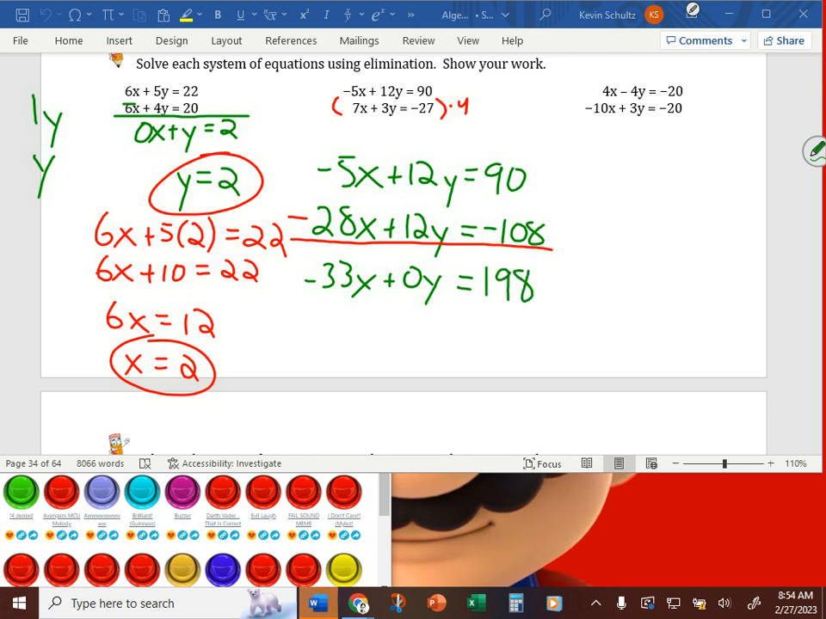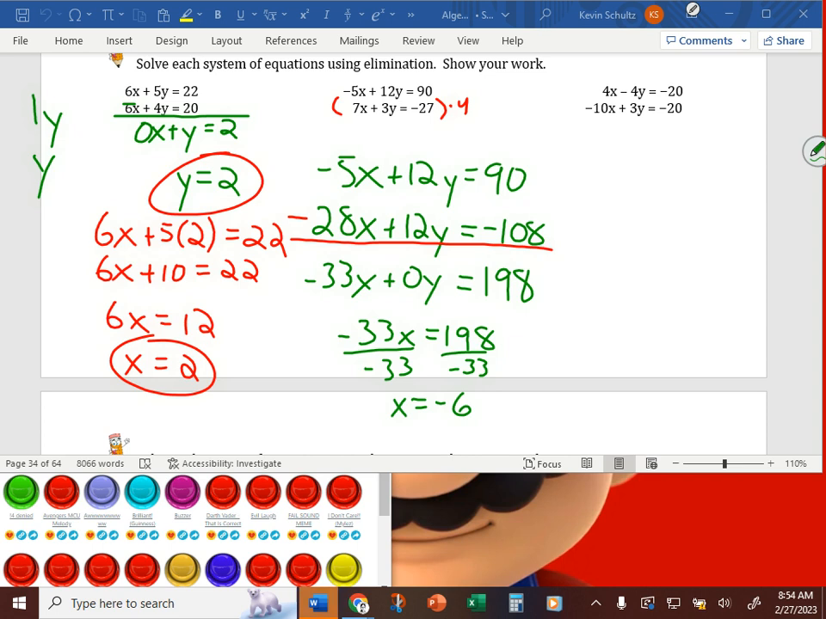Okay? Don't forget to go back to that subtraction sign. That's why I put it in red. All right? Hopefully it stands out. Okay? So since 0y is the same thing as just 0, we really have a one-step equation to solve here. Negative 33x equals 198. Divide both sides by negative 33 to get x by itself. And x equals what? Negative 6. Okay.